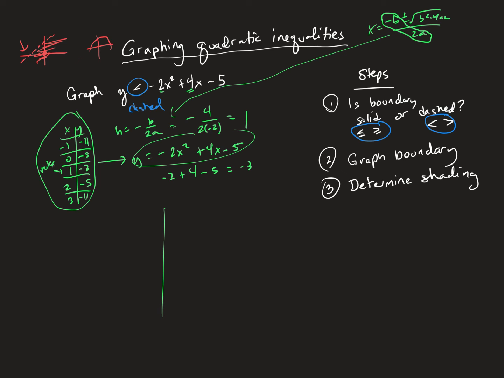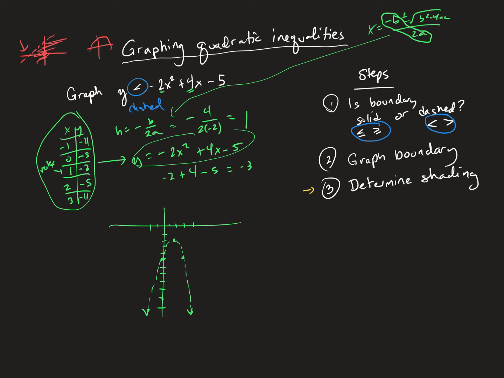So now, I'm going to plot this. And again, I'm going to give myself some room down here. And I'm freehanding this, so it's not going to be the prettiest graph, but that's okay. So I'm going to plot negative 1, negative 11, 0, negative 5, 1, negative 2, and so forth, and so on. And the boundary was dotted, so I'm going to connect this with a dashed line. And arrows on the ends. And now all I have to do is figure out which way to shade.